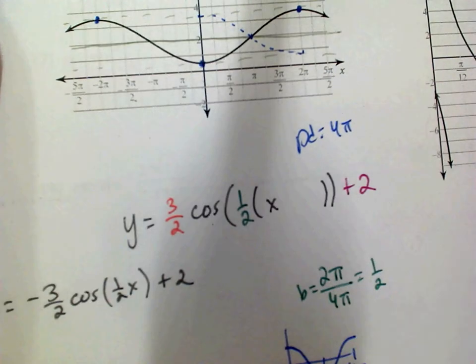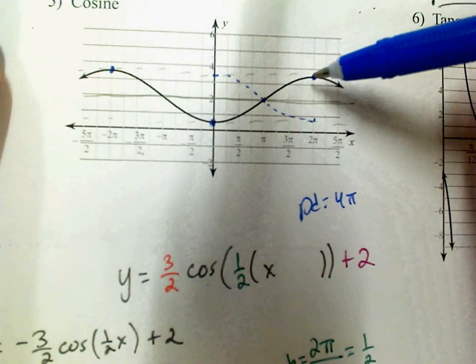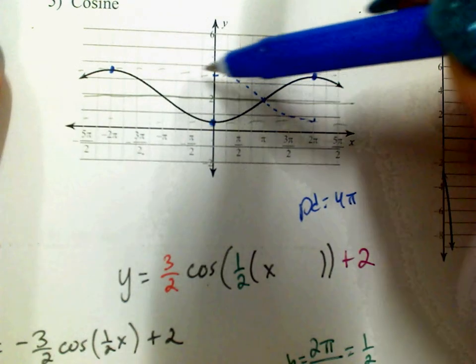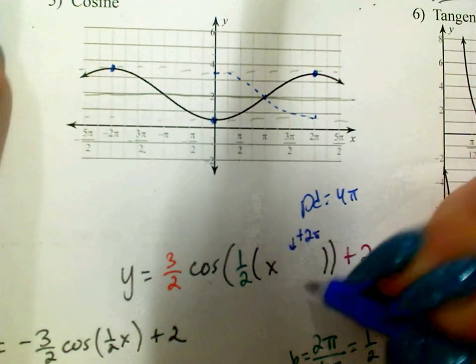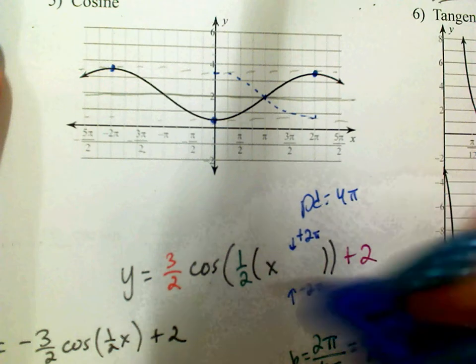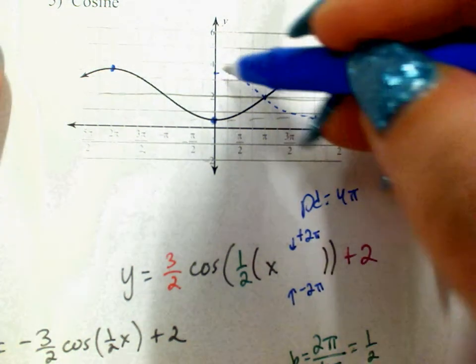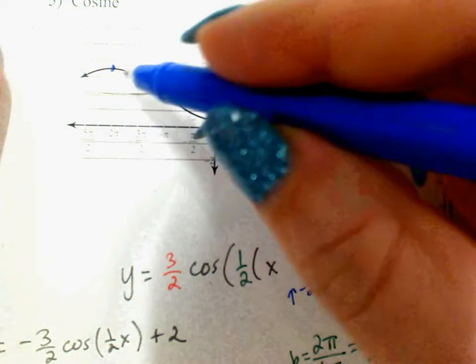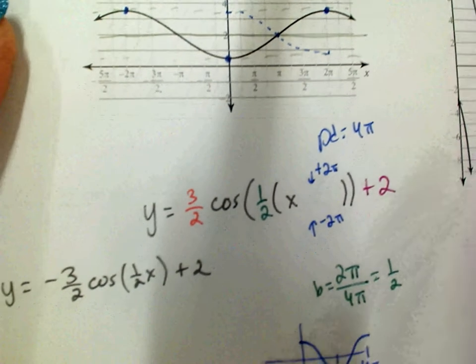Another option would be to take my cosine wave and move it to the right 2 pi or to the left 2 pi. So right here we could put plus 2 pi or minus 2 pi without a reflection, and those would also work. If you take your regular cosine wave, move it to the right 2 pi or to the left 2 pi, or flip it, you've got all 3 of those options, so I'll go ahead and write down all 3.